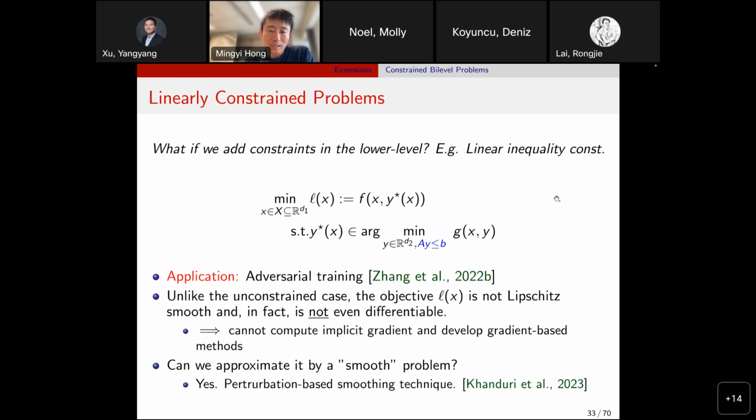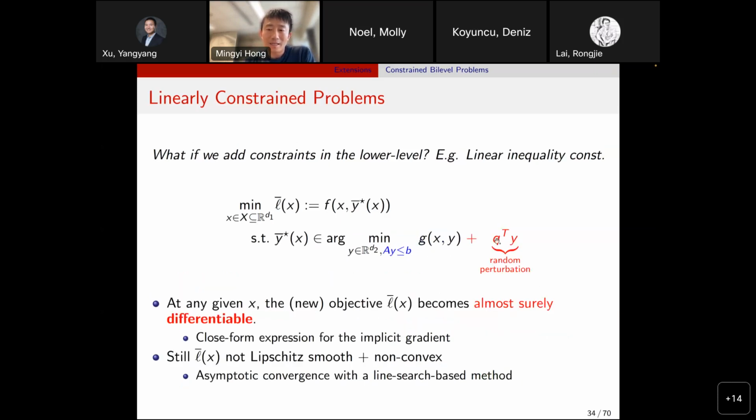What we did in some recent work was try to make the entire problem smooth. We add a random perturbation, where Q is a random vector and Y is the original variable. So there's a linear term in Y, but Q is random. By selecting Q from a continuous distribution, it's possible to show that this perturbed problem is again smooth, at least differentiable. And then we can start from there to develop algorithms.